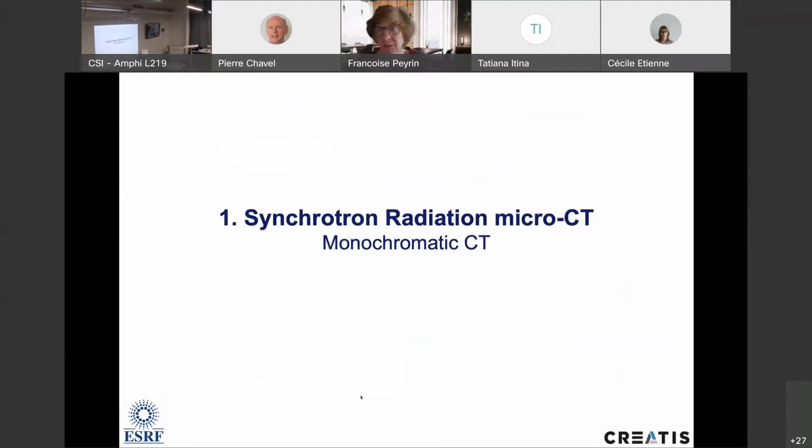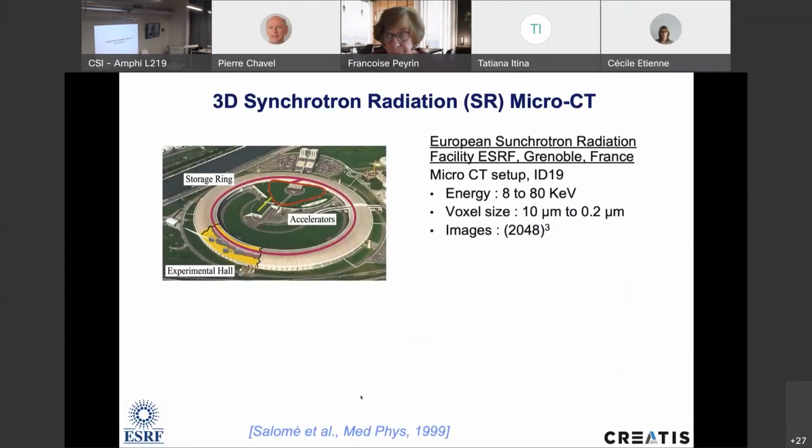CT, and I said in the introduction that we can have different contrasts, and so the first thing that I will show is synchrotron radiation micro-CT, which allows to do monochromatic CT. The system that was developed has been implemented at the ESRF, which is the European Synchrotron Radiation Facility in Grenoble.